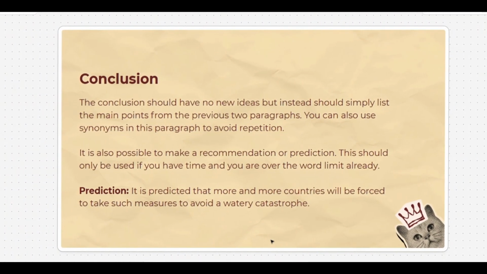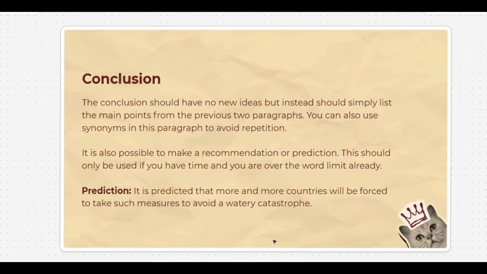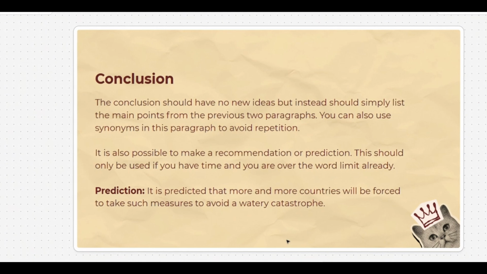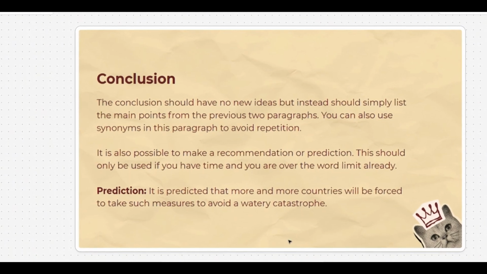And finally, the conclusion. The rules here are the same as for any task 2 essay. First of all, no new ideas. Everything in your conclusion should be a summary of what you've already said in the body paragraphs. And rule number 2, restate the key points. Briefly mention the main problem and the main solution using different words. You can use synonyms to avoid repetition. And optional advice, add a prediction or recommendation. This is a bonus move if you have time and have already hit the word count. It adds a forward-looking dimension to your essay.